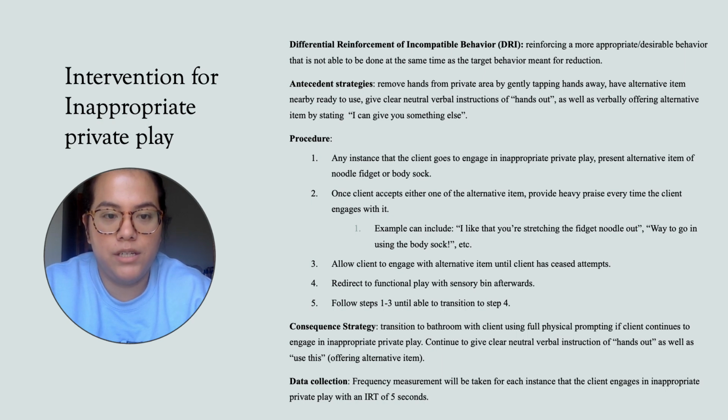For the consequence strategies, we transition to the bathroom with the client using full physical prompting if the client continues to engage in inappropriate private play after we have offered the alternative items during the DRI intervention. We continue to give clear, neutral verbal instructions of "hands out," as well as offer the alternative item once again. For data collection, frequency measure will be taken for each instance that the client engages in inappropriate private play, as well as within an RT of 5 seconds.